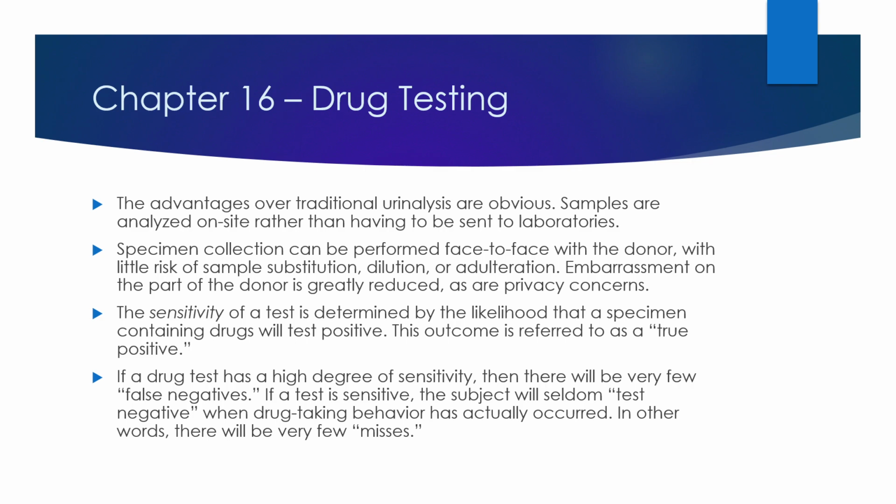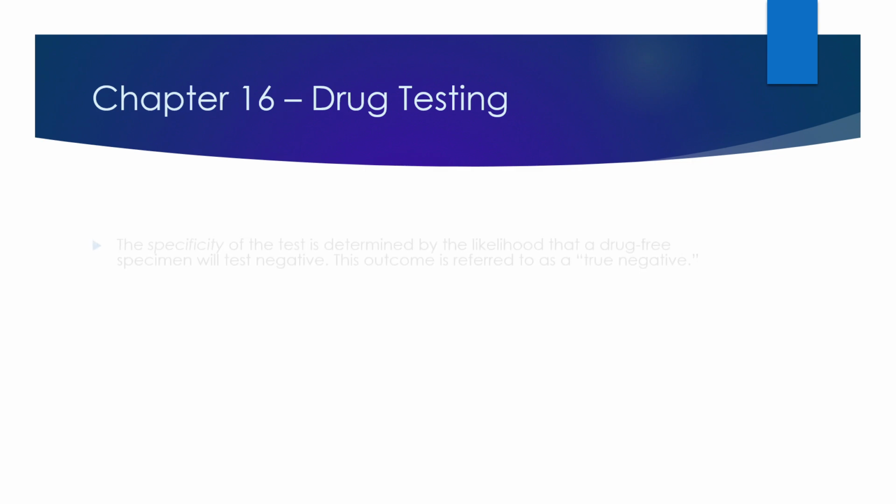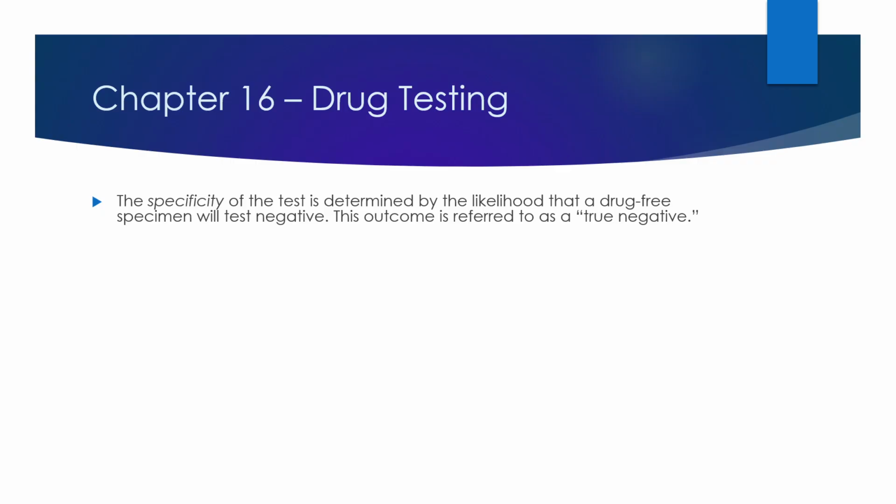If a test is sensitive, the subject will seldom test negative when drug taking behavior has actually occurred. So if you got the drug in your system, you did take the drug. If the test is highly sensitive, it's very likely it's going to detect that you have that drug. You're unlikely to get away with it. So that's high sensitivity. In other words, there will be very few misses. Now, specificity is a different issue of the test.